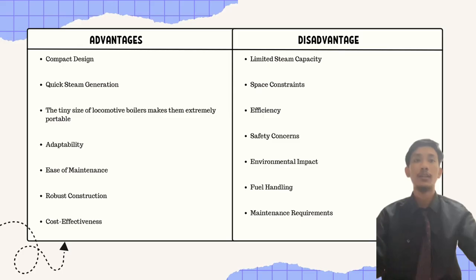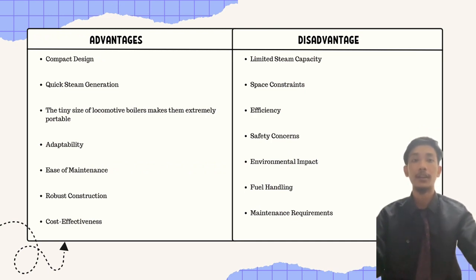Thank you. Now I will talk about the advantages of locomotive boiler. The first one is compact design. The second one is quick steam generation. The tiny size of locomotive boiler makes them extremely portable. The next one is adaptability, ease of maintenance, robust construction, and also cost effectiveness.